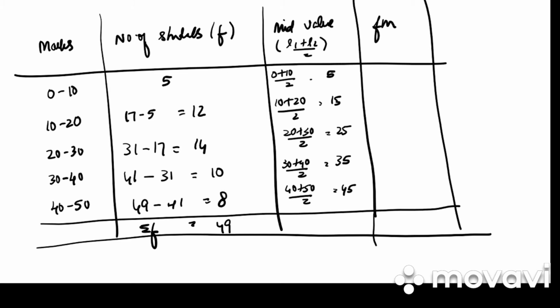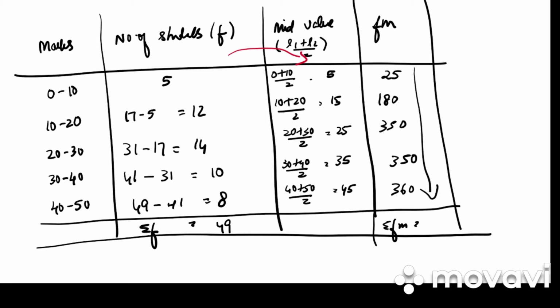And the last column will be F into M. 5 5s are 25. 12 into 15, 180. 14 into 25, 350. 35 into 10, 350. 45 into 8 is 360. So what is summation FM? The total of this column. We get 1265.